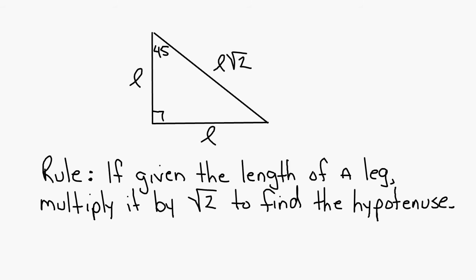And that's what this picture means. If the two legs are labeled L and the hypotenuse is labeled L times the square root of 2, it means if you're given the length of a leg, multiply it by the square root of 2 to find the length of the hypotenuse.